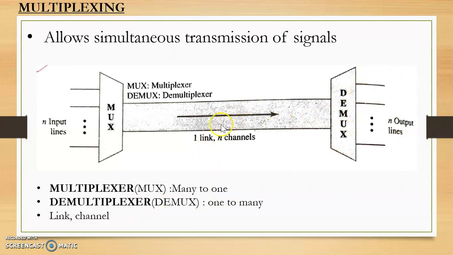So over here in this figure, this link is the physical path and the channel is the part of the link that carries the transmission between the given pairs of lines. So over here in this figure we can see that there is one link and one link will have n channels. So the main purpose of multiplexing is to allow simultaneous transmission of signals across one link.